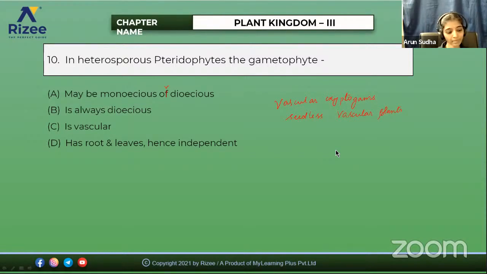The main plant body of pteridophytes is A sporophyte, second option gametophyte, third option haploid, fourth option none of the above. So what is the main plant body? Yeah, good, it is a sporophyte. Then the next question: cryptogamic plants are first option seedless, second embryoless, third leafless, fourth rootless. Yes, it is seedless. Seedless plants we call cryptogamic plants. So all algae, bryophytes and pteridophytes are called cryptogams.